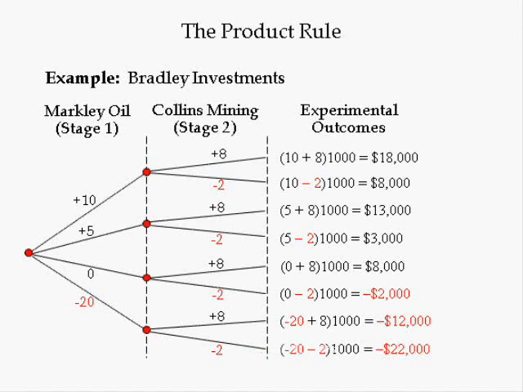If a $20,000 loss occurs in stage 1, but a $2,000 loss occurs in stage 2, the experimental outcome of this branch is Bradley Investments losing $22,000 on its investments. Notice there are 8 experimental outcomes, which is exactly what the product rule told us.